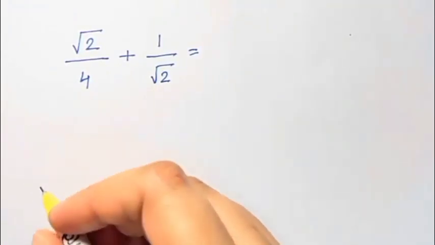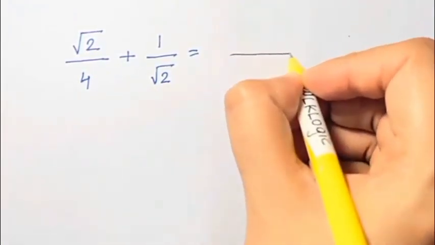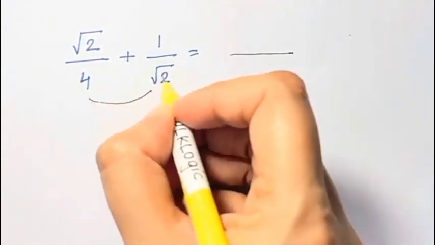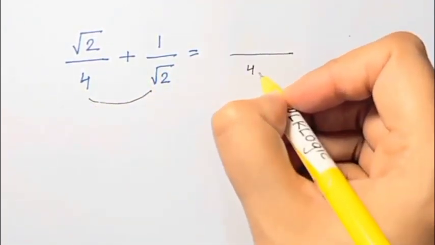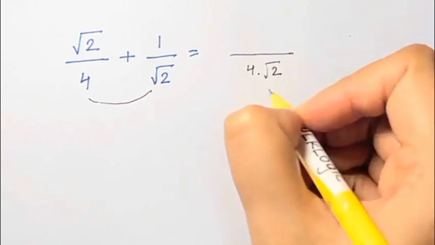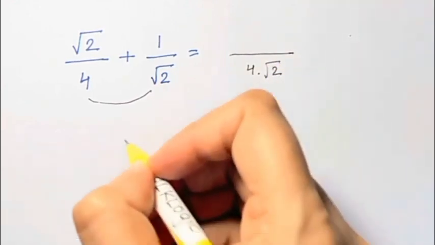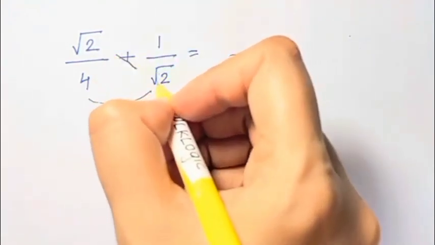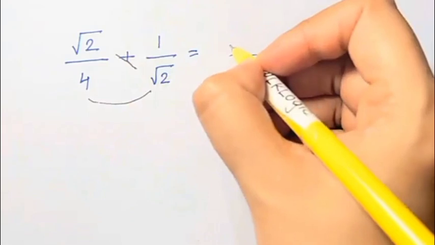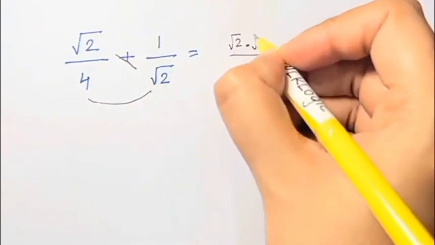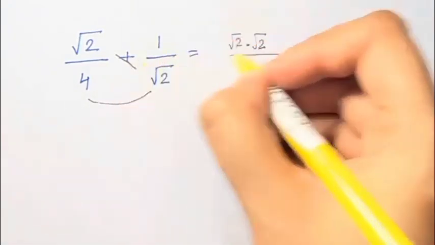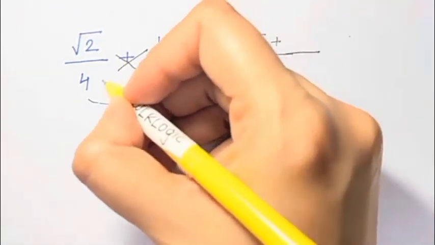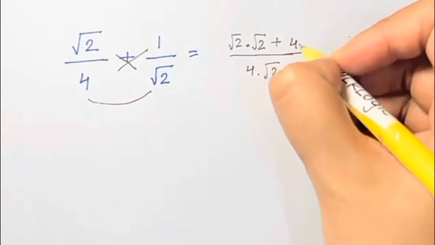So how would you solve that? First of all, for the denominator part, we'll just multiply 4 and root 2. That's 4 times root 2. And then here we're going to cross multiply for this 2 and 2 terms for the numerator. Root 2 times root 2. Then we have a plus, put on your plus, and then cross multiply this part, 4 times 1.